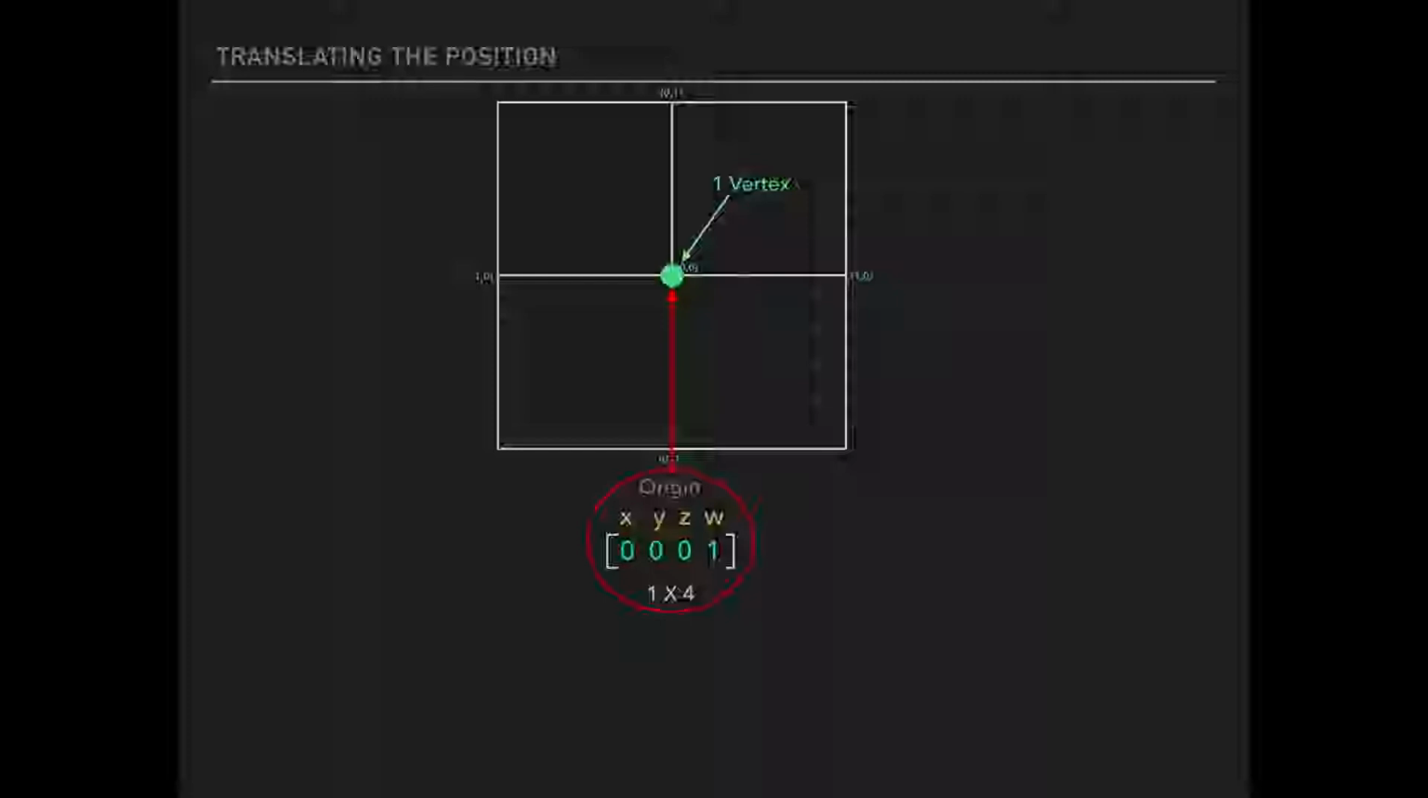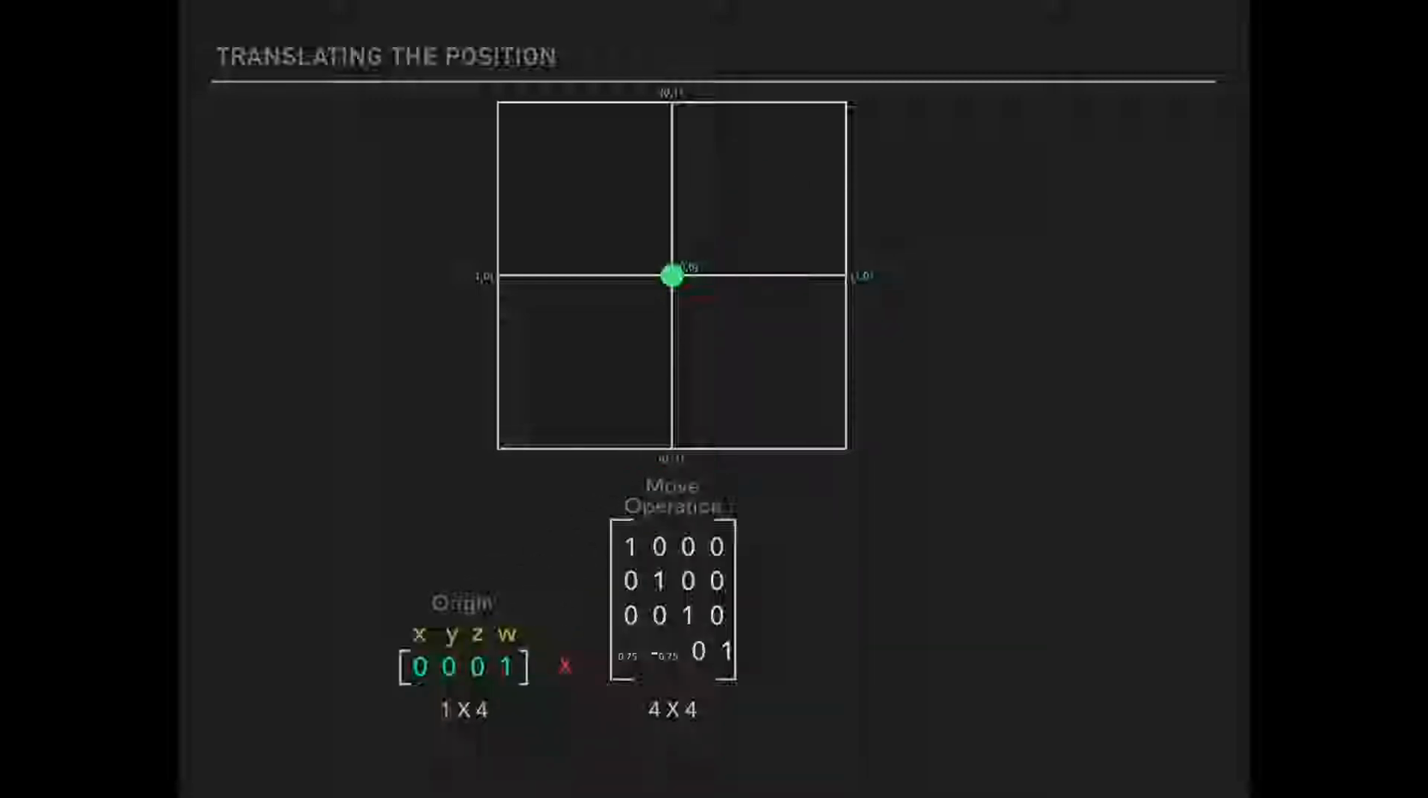So we want to move this vertex around. What do we do? Let's take this position, this position that I've turned into a 1x4 matrix, and let's multiply that by a move operation, or a translate. They call it a translate operation. You'll see that the bottom row right now has the translation numbers. So the x is 0.75 and the y is negative 0.75.